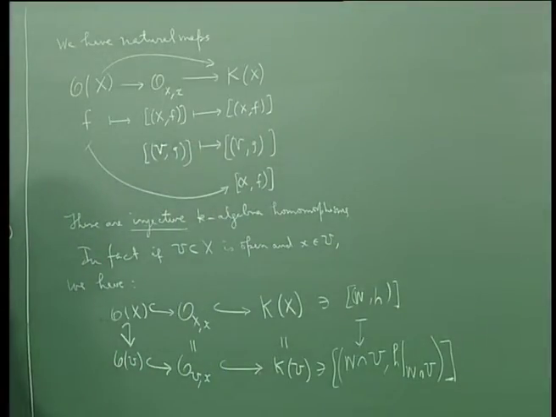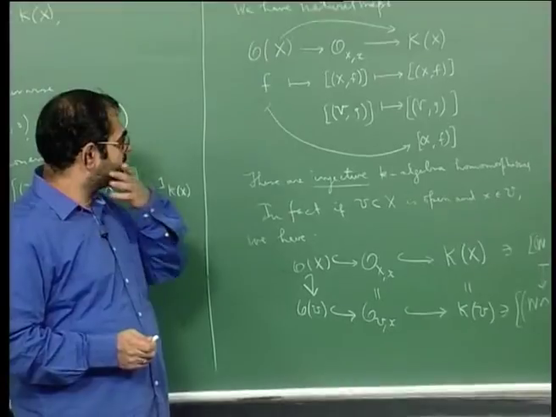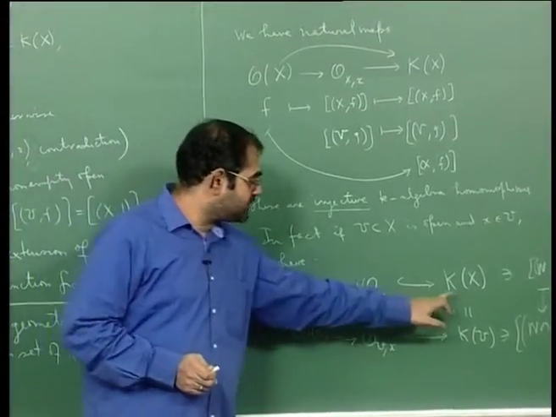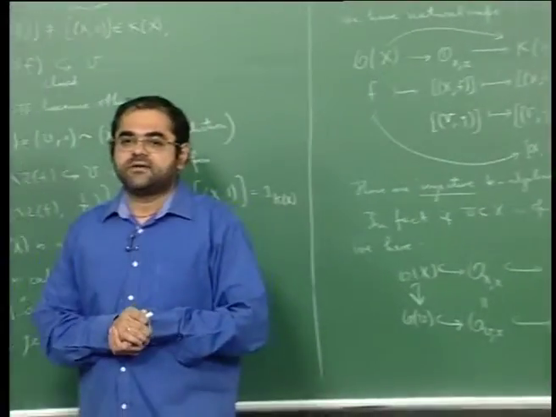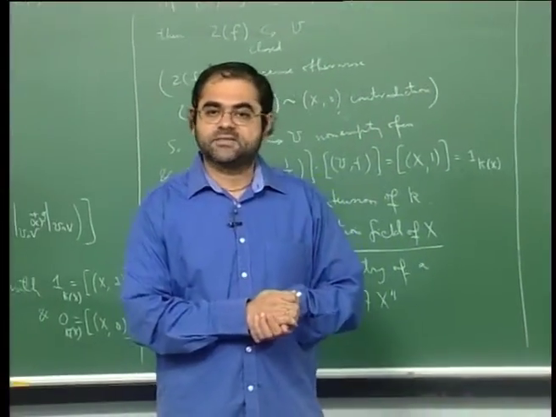So you have this nice diagram, all right, and now what I have to do is to tell you what this K_X will be if X is an affine variety, and what this K_X will be if X is a projective variety.